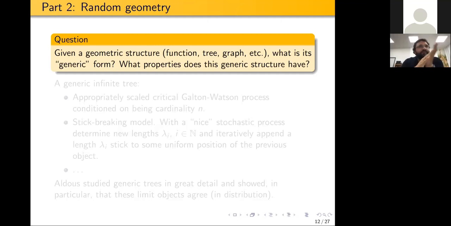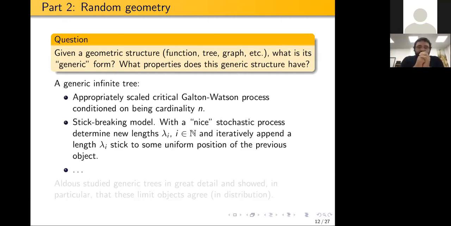So in probability, especially in geometric probability, a question is what is generic. This is a very vague question, but what is a generic function? What is a generic tree? What is a generic graph? And coming up with models to describe these generic objects, for example, Brownian motion, and studying them really is a mainstay of probability theory. And you might want to think about, well, what is a generic tree? Well, several definitions might come to mind.